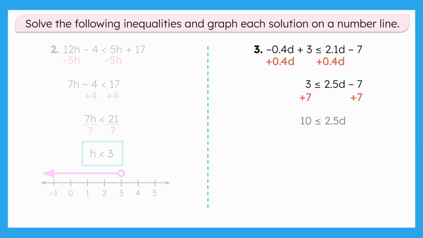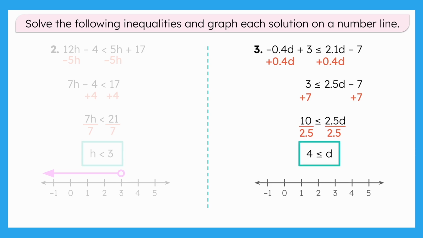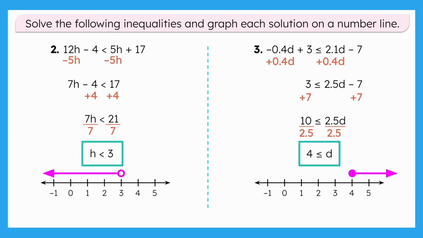I'll add 7 to both sides to get 10 is less than or equal to 2.5d. And my last step to get d by itself is to divide both sides by 2.5. 10 divided by 2.5 is 4. So 4 is less than or equal to d. Make sure you have a closed circle with the arrow pointing to the right. Pause the video to correct any errors before we move on.